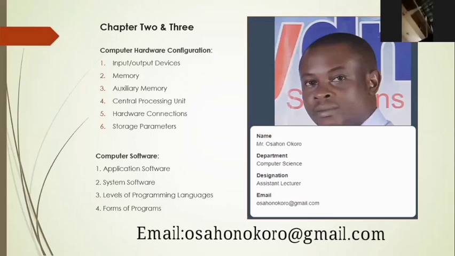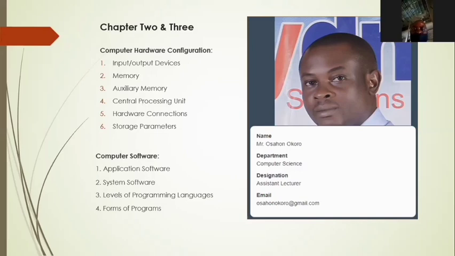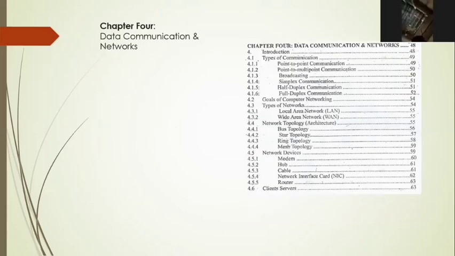Then for chapter 3, we have Mr. Osam Okoro. He's an assistant lecturer in the computer science department, and that's his email address. They are going to talk about the application software, the system software, levels of programming languages, and forms of programs that you have there. So the next chapter, chapter 4, is going to cover data communications and networks.